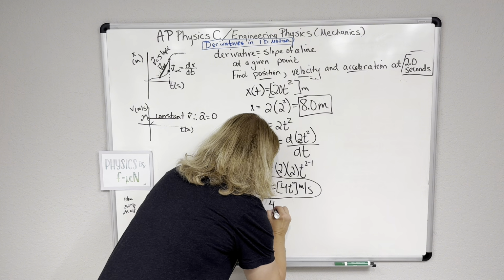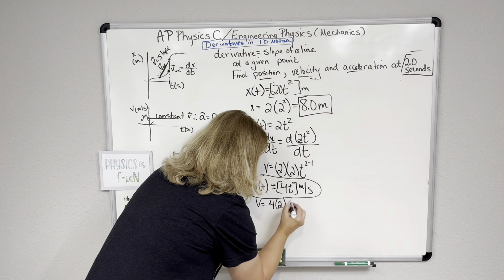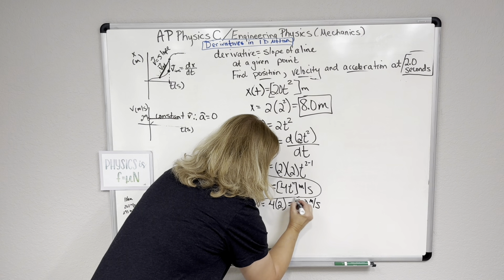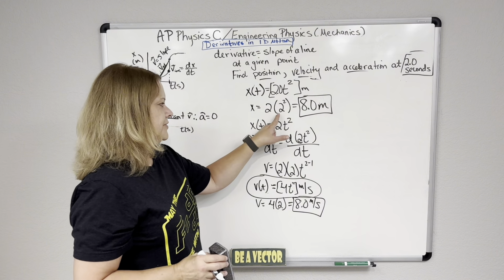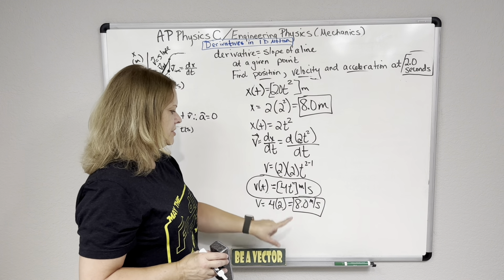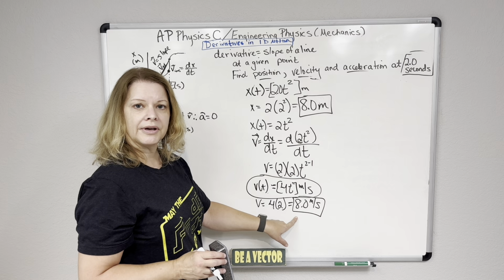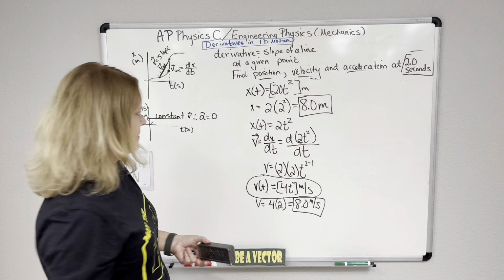Write that down so we don't skip a step. Your velocity, 4 times 2, is going to equal 8 meters per second. And I'm going back to 2 sig figs because that's what I've got. So it just so happens that my position is 8 meters and my velocity is 8 meters per second. That's just a coincidence. So don't think that's always going to happen.